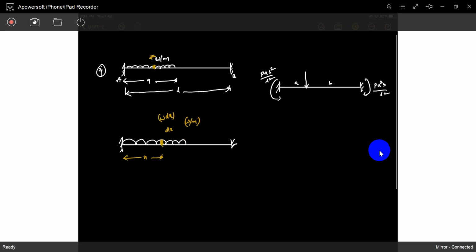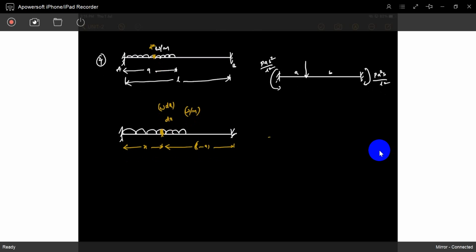This is the position. Point means it acts at that point only, so we can consider it a point load. W dx is the load. Now it is at distance x, and the other distance is L minus x. Only that point load acts at that position, and that load is W dx.